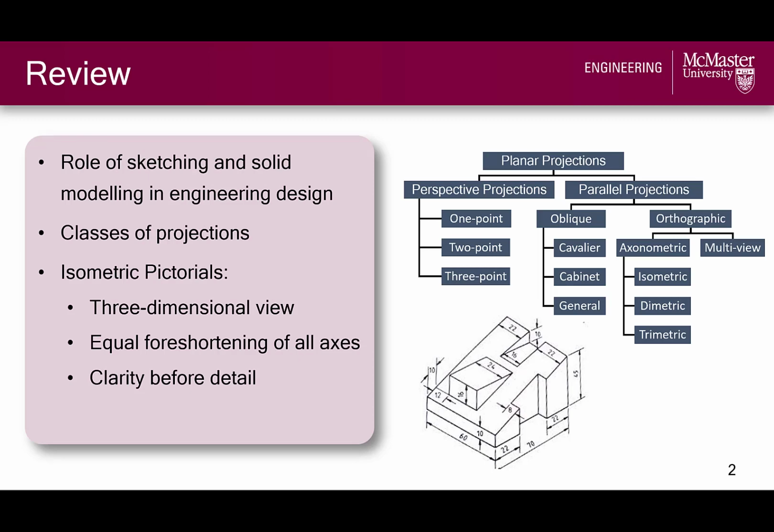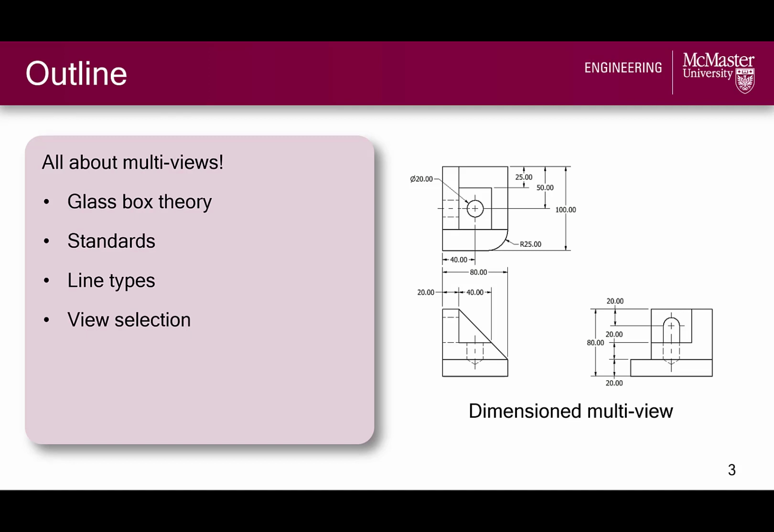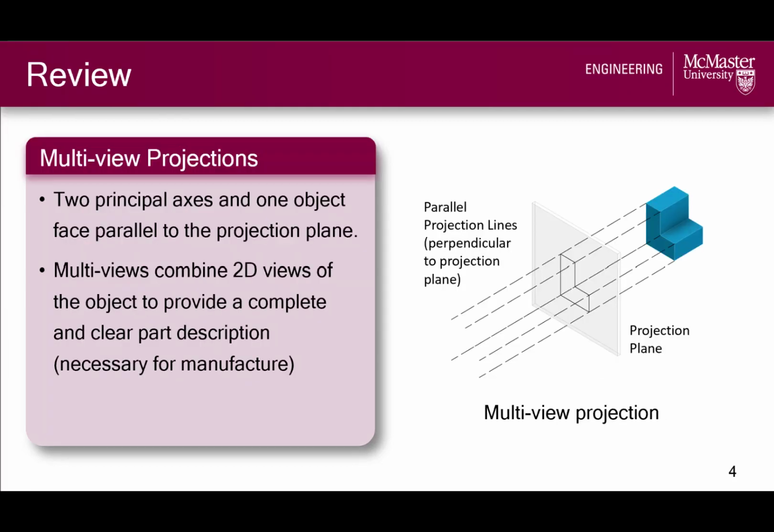Since the main goal of isometrics is clarity before detail, isometrics are not intended to be used as dimensioned working drawings. For this, we need multi-views, which is the topic of this video. Specifically, we will look at the glass box theory and standards to understand how multi-views are arranged, and we will also examine the main line types in multi-view drawings, as well as guidelines for view selection.